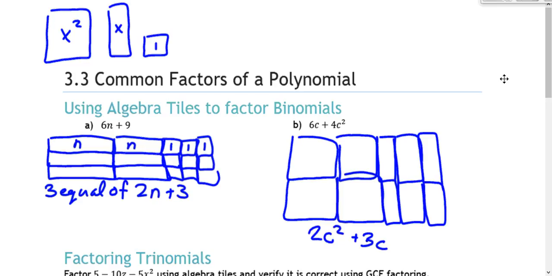And this can even be factored a little bit farther. You can take out the c, and then you get 2c plus 3. But that's another step we'll worry about at a different time.